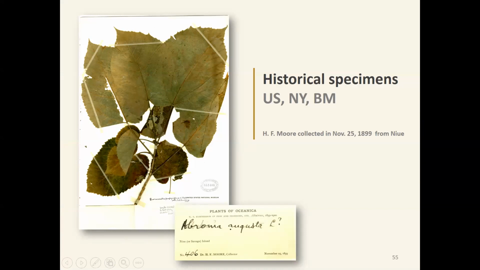For example, this specimen was collected in 1899 from a very small island called Nui Island. Nui no longer has the paper mulberry tree. The culture totally disappeared. But there are a few specimens preserved in herbaria, so we have the permission to take a leaf and get DNA, okay?